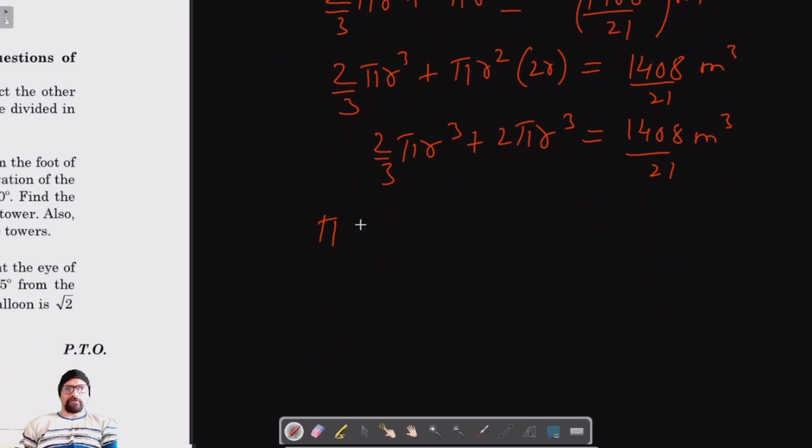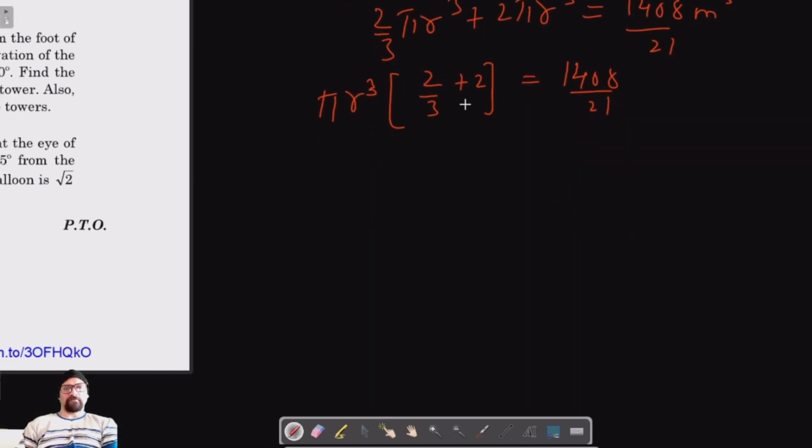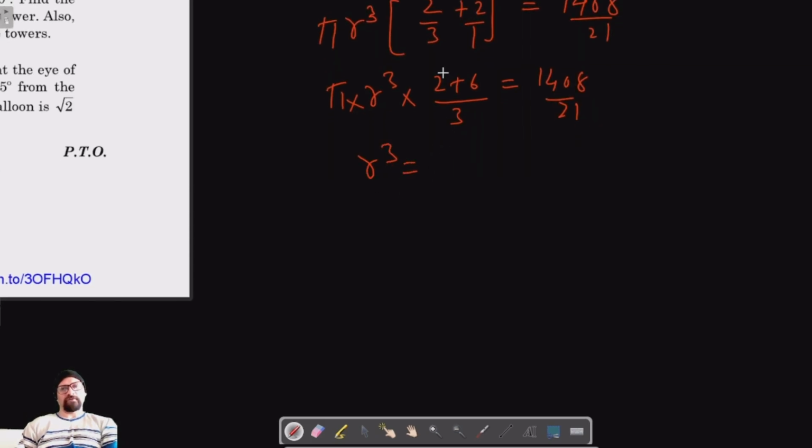Pi r cube is common, and we are now left with 2 by 3 plus 2, which is equal to 1408 by 21. And 2 by 3 plus 2 gives us 2 plus 6 over 3, which is 8 by 3. So this is 1408 by 21, and pi r cube times 8 by 3. So r cube is equal to 1408 by 21 into 3 by 8.